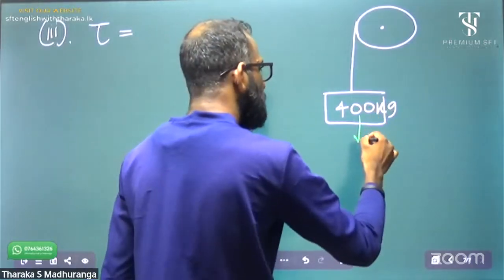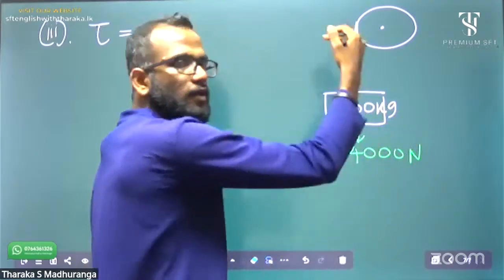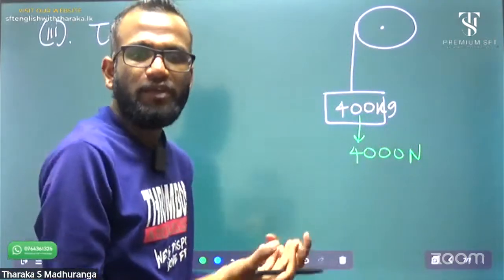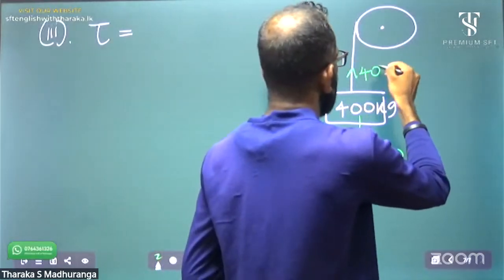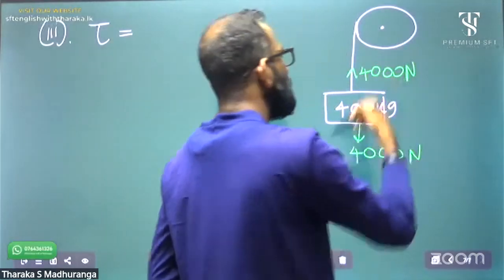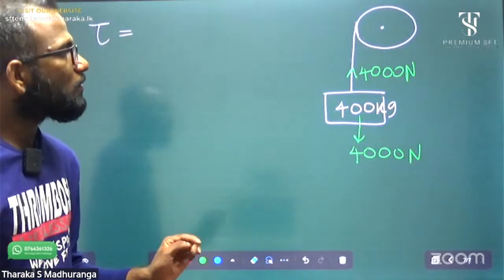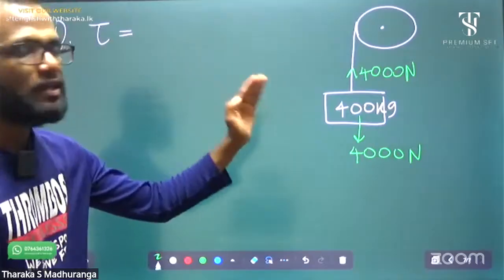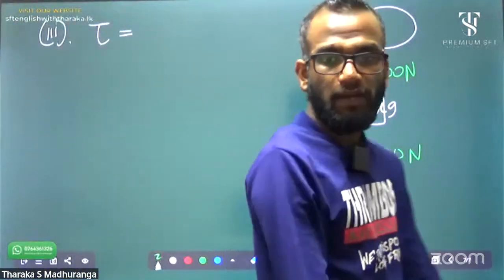400 kilogram in weight is 4000 Newton. It is moving with uniform velocity, therefore the tension is also 4000 Newton. It's a balanced system, right? Now, the question asks, what is the torque required on the motor?